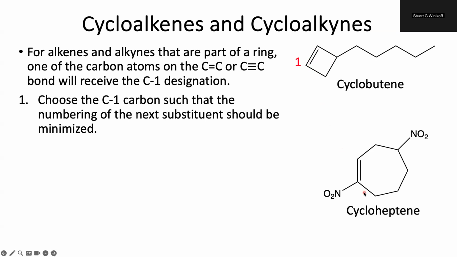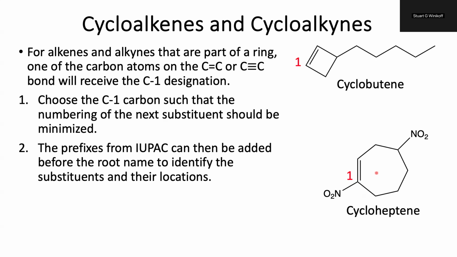Now, if we look at the cycloheptene, this is an easier case because after the double bond, my next substituent is a nitro group. So I'm going to want to put that nitro group on the 1 carbon. So I'll go ahead and put that 1 carbon right there. Now I'm going to add the prefixes for the other substituents to identify their positions and locations.